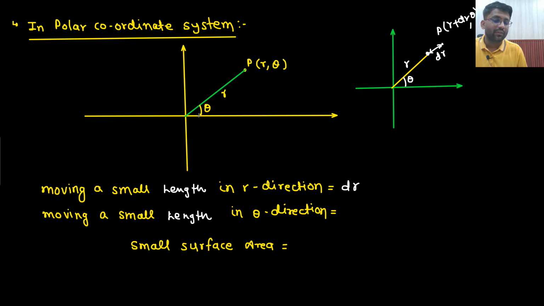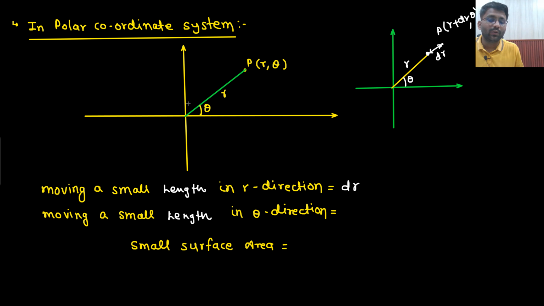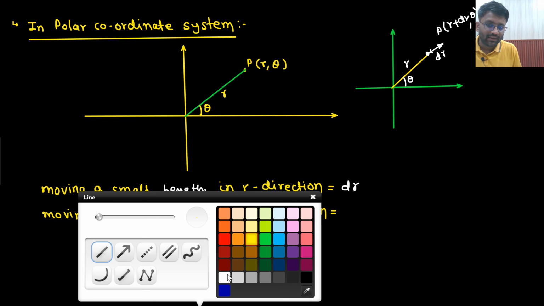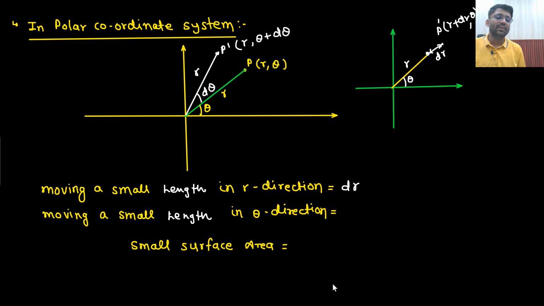As of now, your point P is making angle theta. Now you want the distance r only. But your new point P dash should have the coordinates: distance is r only, but the angle should be theta plus d theta. That means this angle has to be d theta.